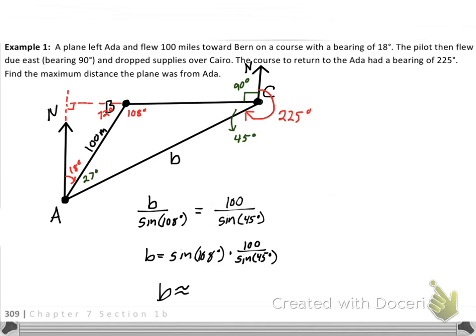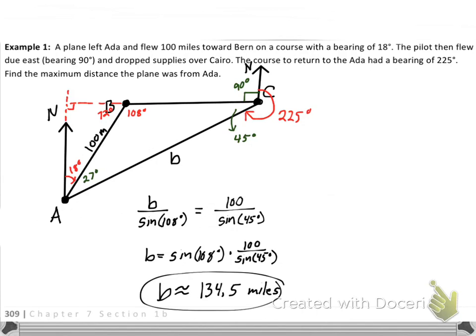Can someone tell me what b equals? What do you got? You got 134.5. That's exactly what I got. 134.5 miles. And we're done. Thanks to Jack for making this a lot easier.